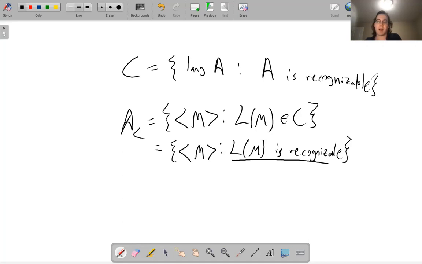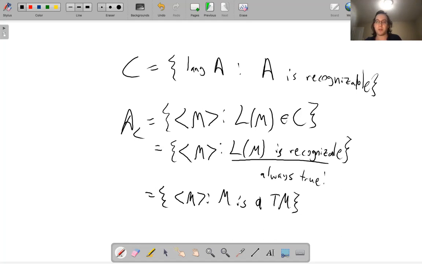But note that the language of a Turing machine is always recognizable. So this is always true. So this is the same as the set of descriptions of Turing machines. Badly formatted inputs are not in A sub C, but any description of a Turing machine would be in A sub C. And this is decidable. So here A sub C is decidable.